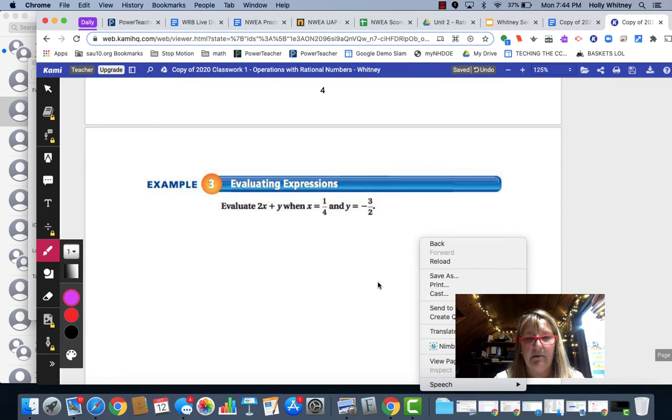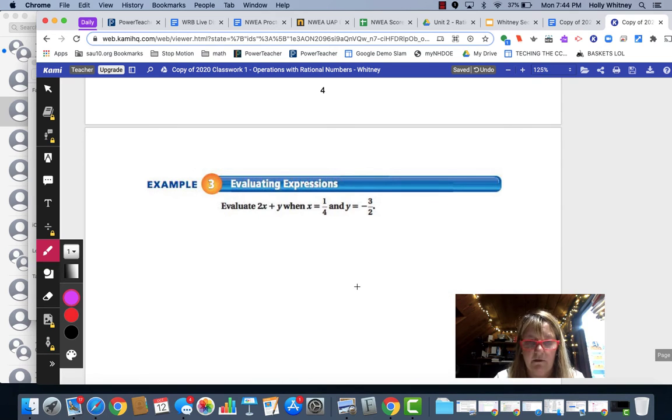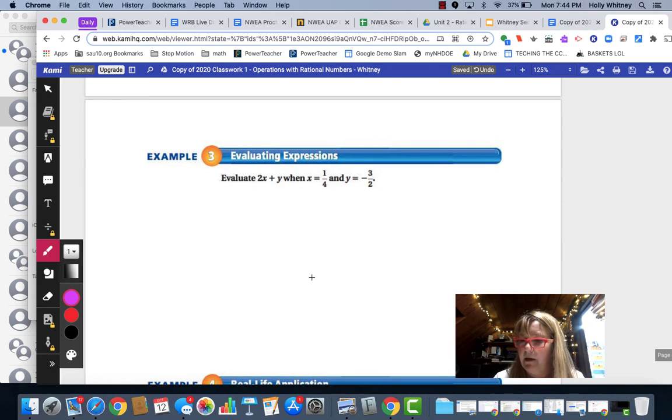Evaluating expressions. So this is actually one of my favorite things to do because this goes back to algebra. So if I have 2x, which by the way means 2 times x, plus y, and we know that x is equal to 1/4 and y is equal to negative 3/2. So wherever I see an x, I put in 1/4. So 2, remember this is times 1/4, plus y. We know y is negative 3/2.